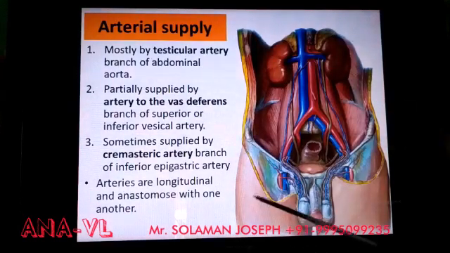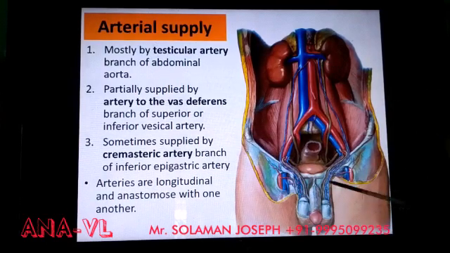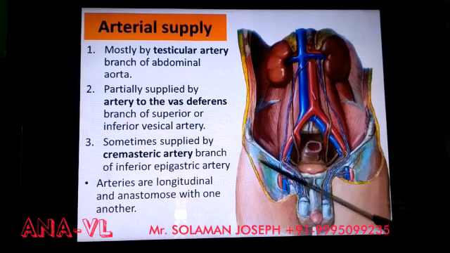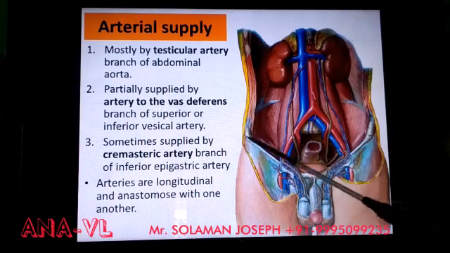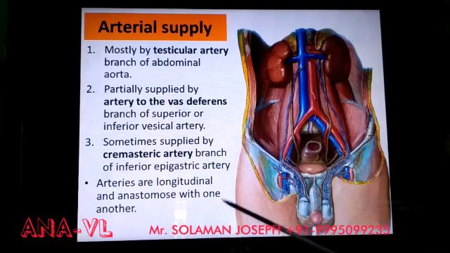Then we go to the arterial supply. Mostly it is supplied by the testicular artery. Here we can see the testicular arteries. Partially it is supplied by the artery of the vas deferens, which is a branch of the superior and inferior vesical artery. Sometimes it is supplied by the cremasteric artery, which is a branch of the inferior epigastric artery. The arteries are longitudinal and anastomosed with one another. Here we can see the cremasteric arteries.